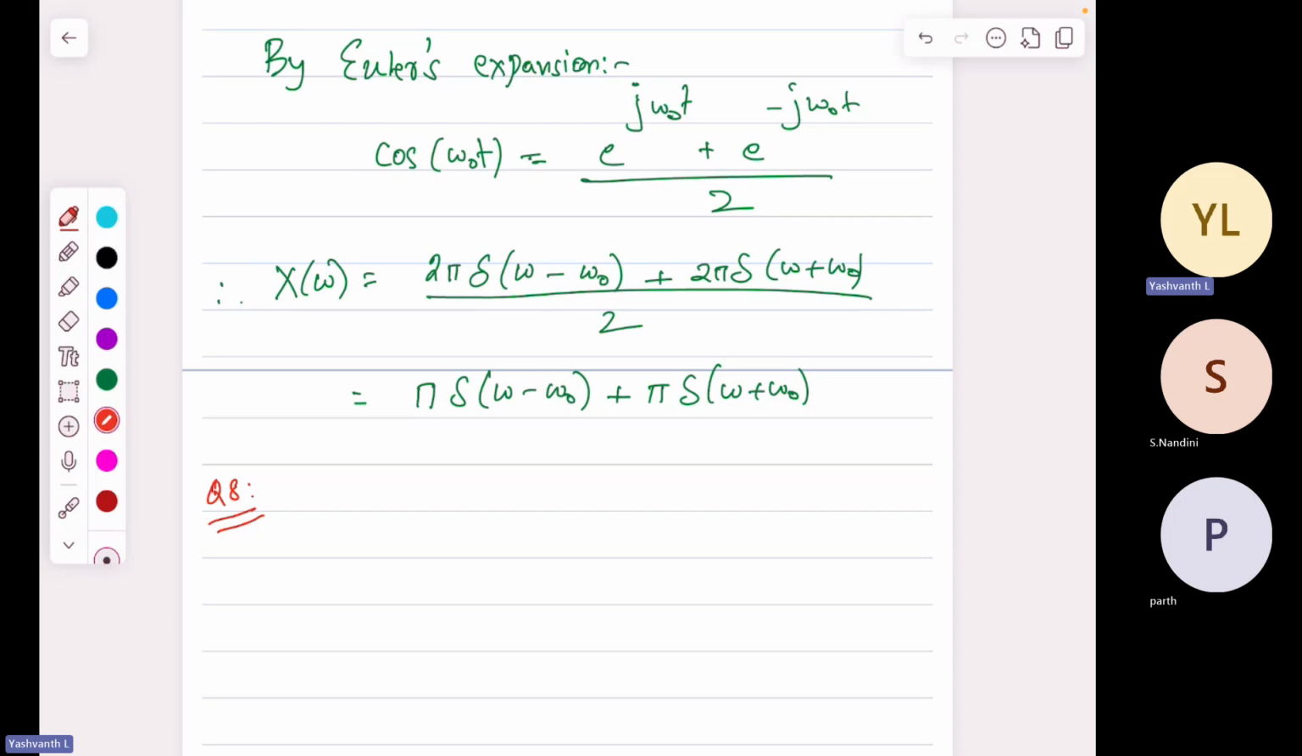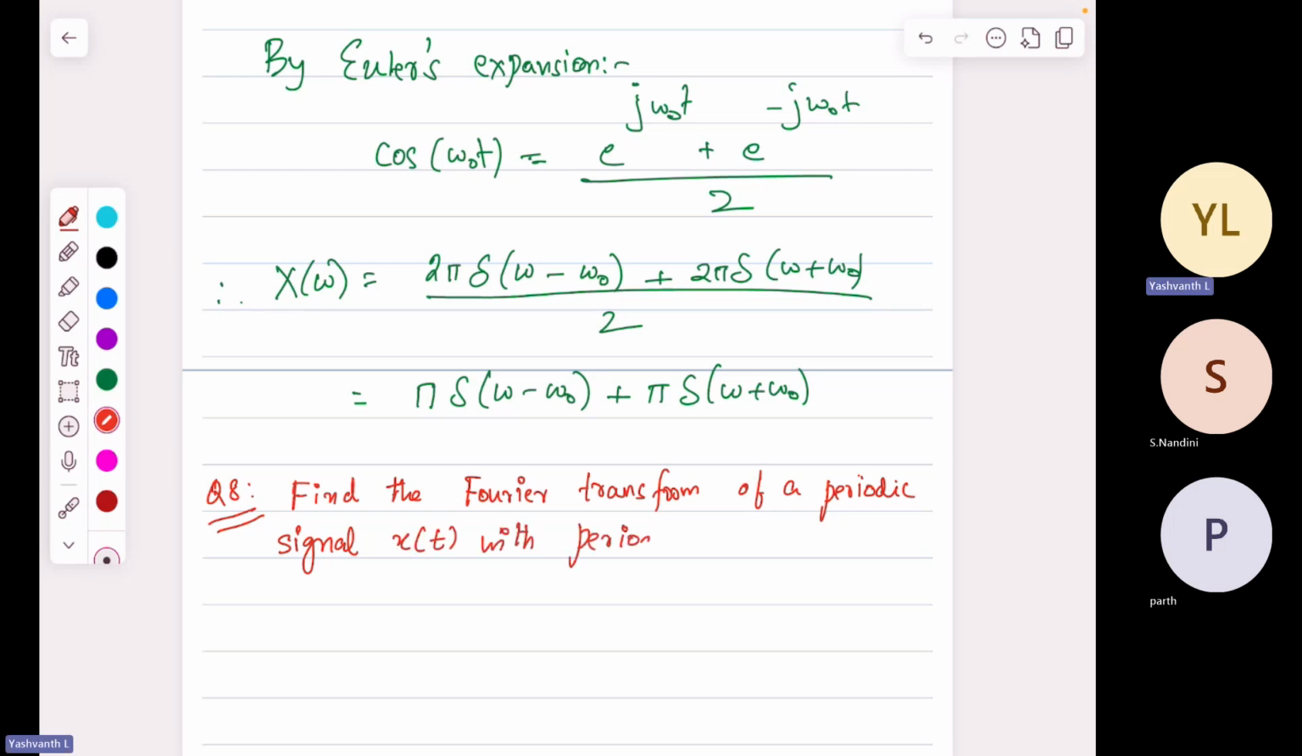Very interesting. It's a general question which is many times asked in GATE exams in a different form. I'm giving the general question. Find the Fourier transform of a periodic signal x of t with period T naught. See, what did we say? We started out the definition by saying that Fourier transforms are applicable for continuous time aperiodic signals. But that never said that it is not applicable for periodic signals. Even for periodic signals, it is applicable.